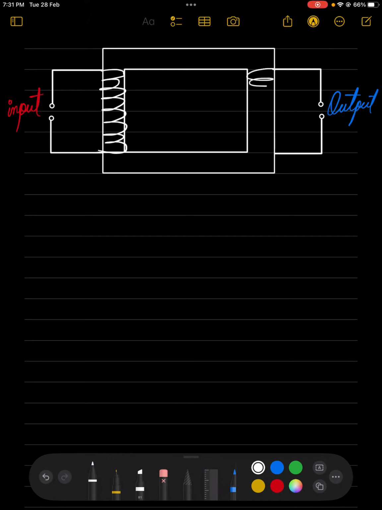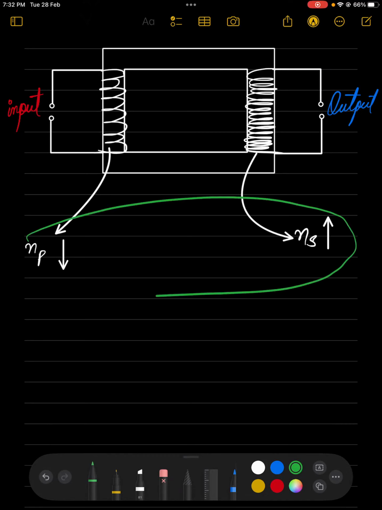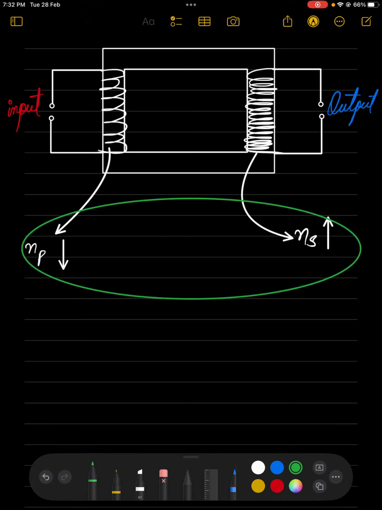Now, if you see हमारे जो number of turns हैं secondary side पर वो काफी ज्यादा हैं compared to the input side. तो आप ये कह सकते हो कि number of turns on primary are lesser and number of turns on secondary are greater. Now, with that being said, we could directly figure out कि एक step up transformer है या step down. As you can see, the number of turns are increasing.